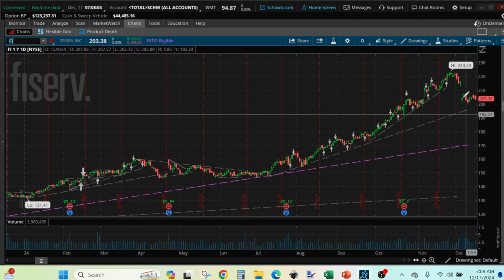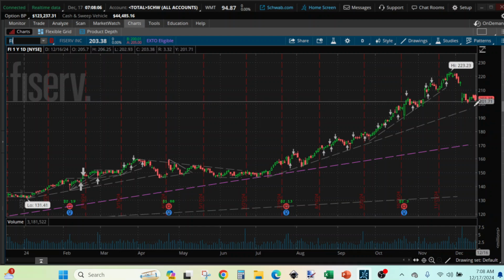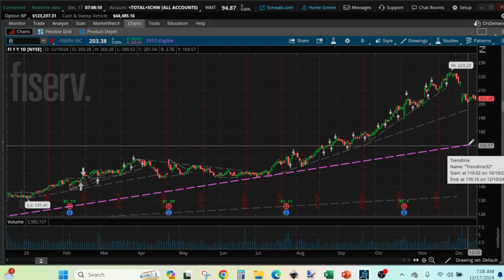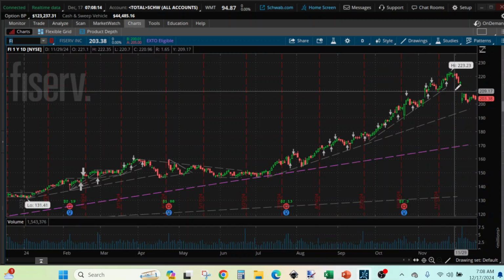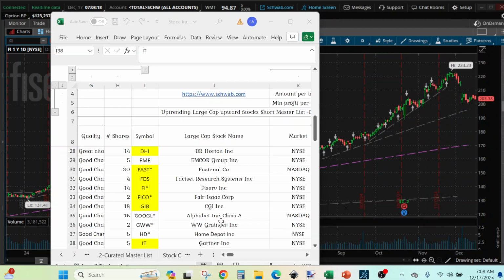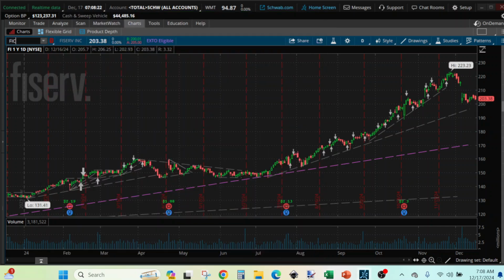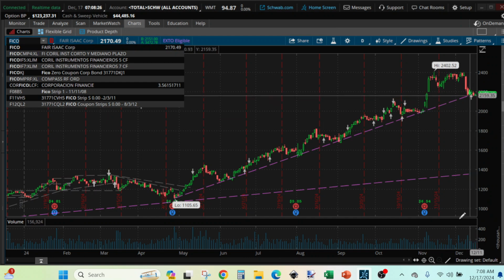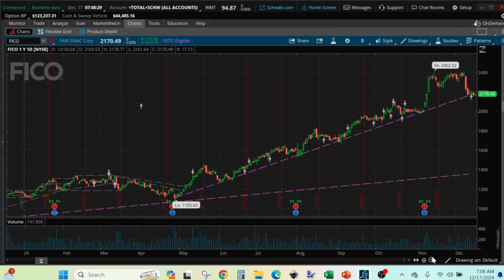So, we have this one. I think it's still following this line, but we prefer to buy it on this one. Therefore, we are going to wait on it, since we already have some in our portfolio. And FICO. Oh, yeah. I think FICO, we bought it at that long trend line.